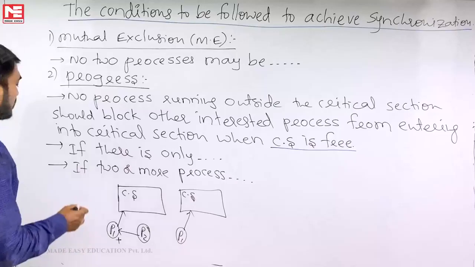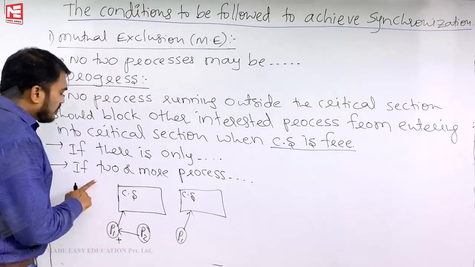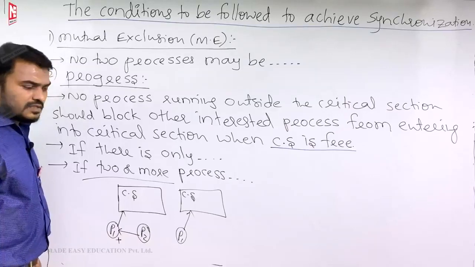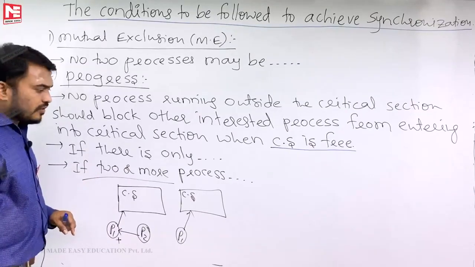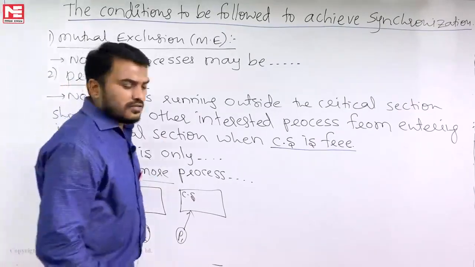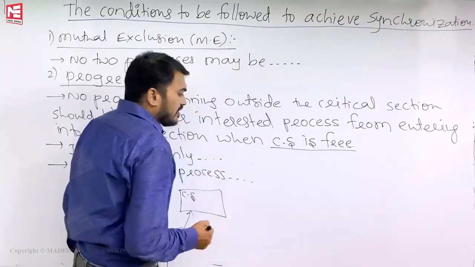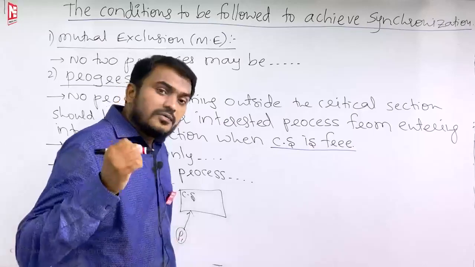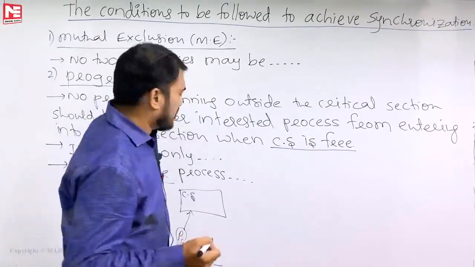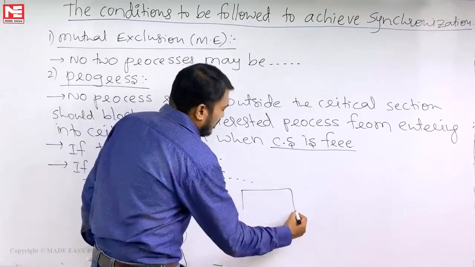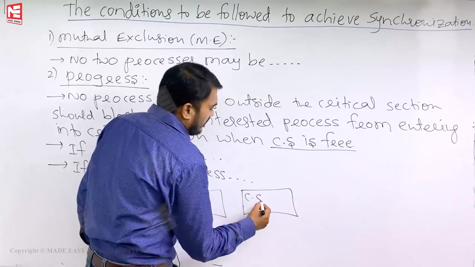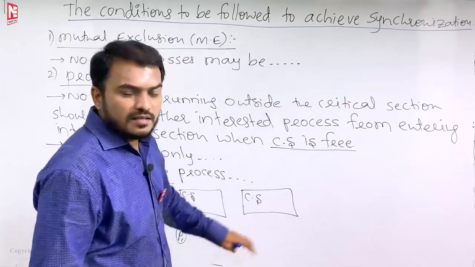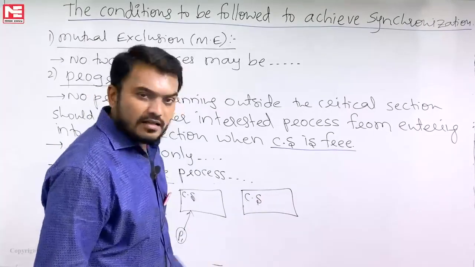And next, now third statement क्या है बताओ? If two or more processes, listen carefully, two or more processes are trying to enter into critical section, then one process should be definitely allowed to enter into critical section. Now look at here. Let's say you are having a critical section here. There is no process present in the critical section.